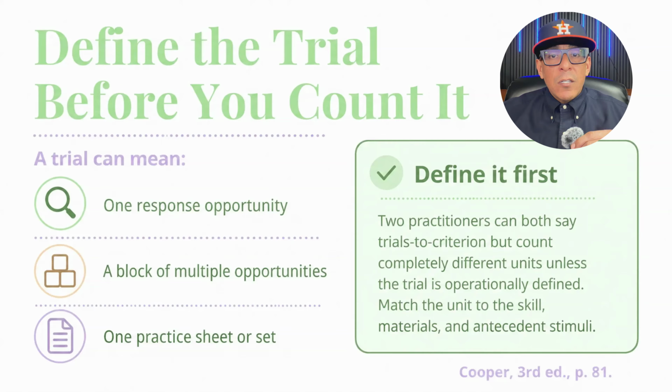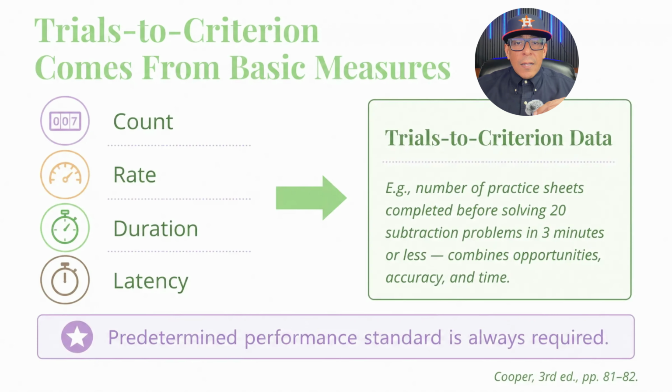This is important because two people could both say trials to criterion but count totally different units unless the trial is defined. The measurement must match the skill, the materials, the antecedent stimuli, and the performance goal. Trials to criterion is not disconnected from the measurement system. The text explains that count can be the basic measure from which trials to criterion data are derived.